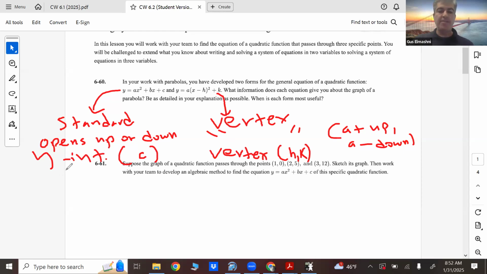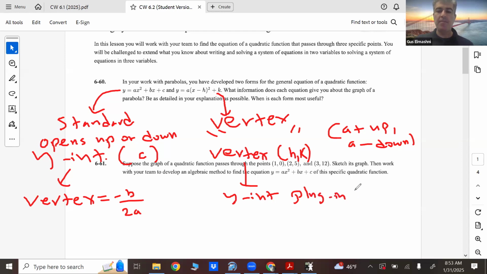Now, if I do want the vertex for this, then I have to do negative b over 2a. If I do want the y-intercept here, I have to plug in x equals 0. So you have to do a little extra work. If I want the y-intercept, just look at it. But if I want the vertex, just look at it. But here, if I want the vertex from standard form, I have to do a little extra work, and then plug it back in and get y. Here, if I want the y-intercept, I have to plug in 0 and work it out. So some are more advantageous than others. It just depends on what you're given.